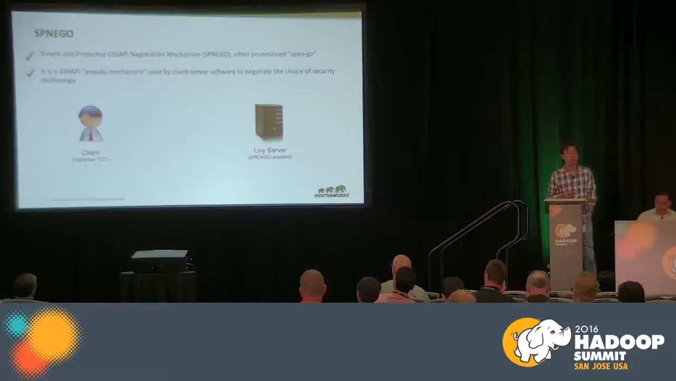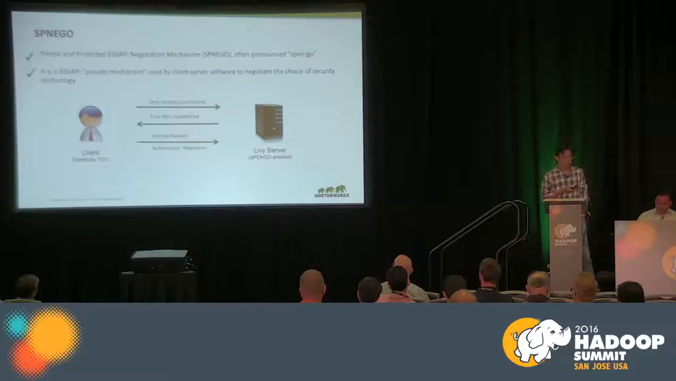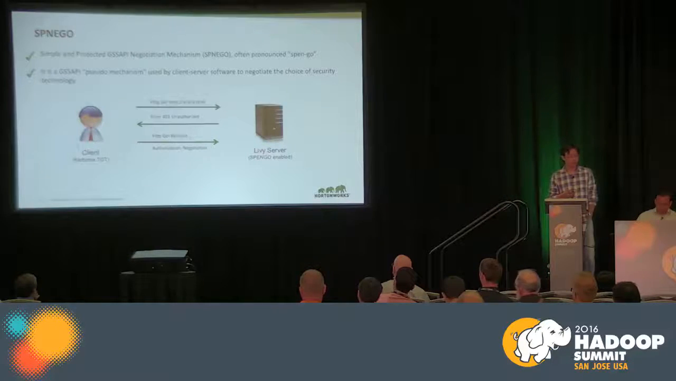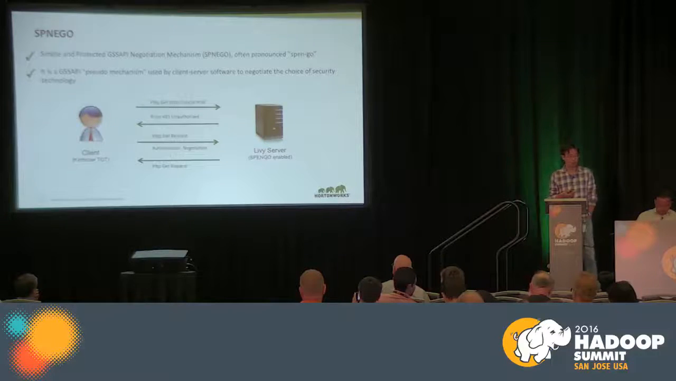So now let's see how that works. First, the client will issue a request to the Livy server. And then the Livy server will respond with status code 401. 401 means that it is unauthorized. Then the client will send another request again. And in this request, it will put the Kerberos ticket information in the HTTP request. And the Livy server will authorize the user using the ticket information and then respond with the correct content.